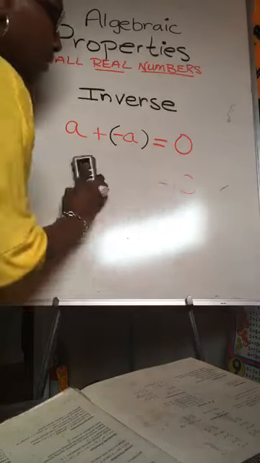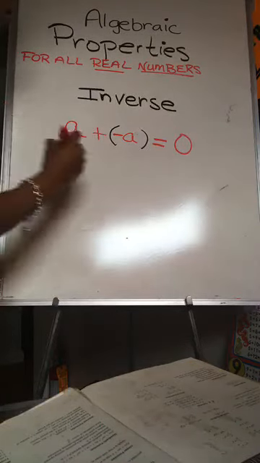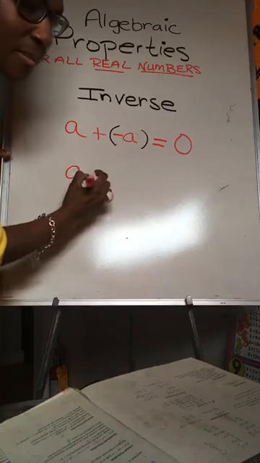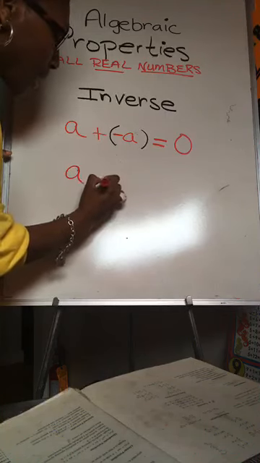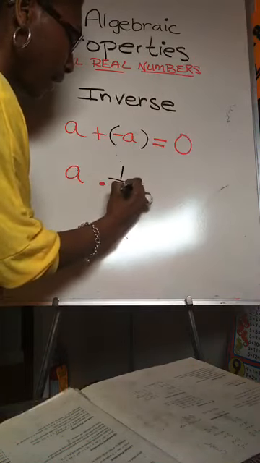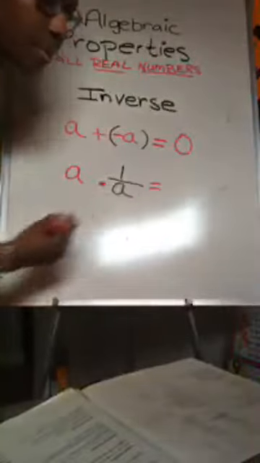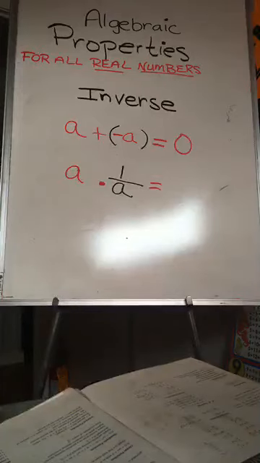So, let's erase this. This one was for addition. Now let's do the one for multiplication. That is A times 1 divided by A. Looks kind of tricky, can be confusing, but I'm going to try to break this down, okay?